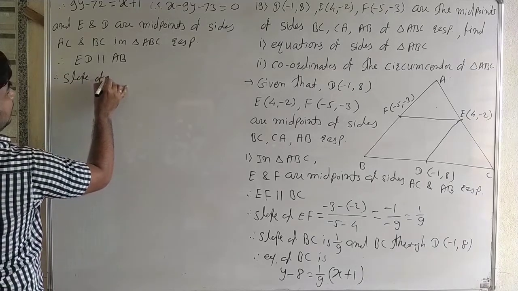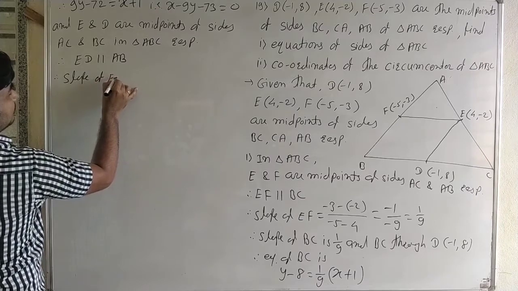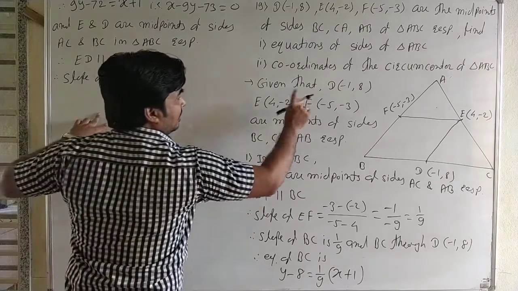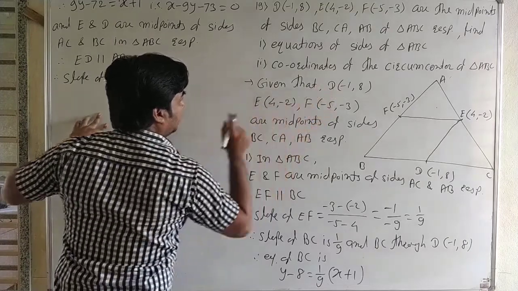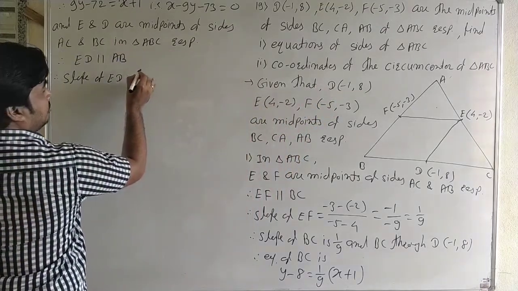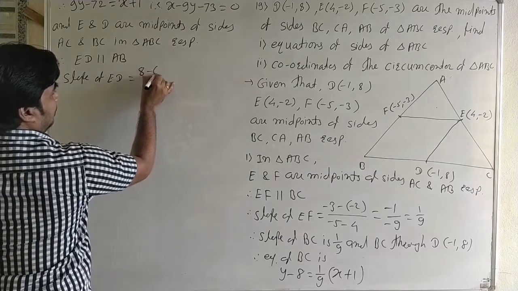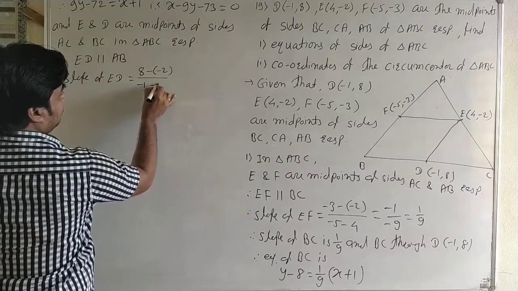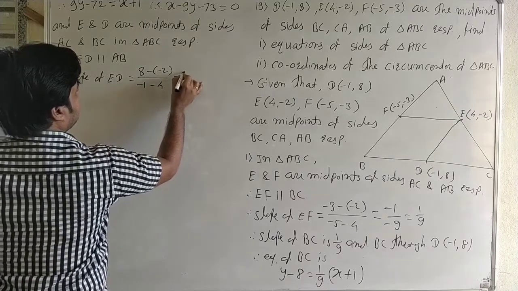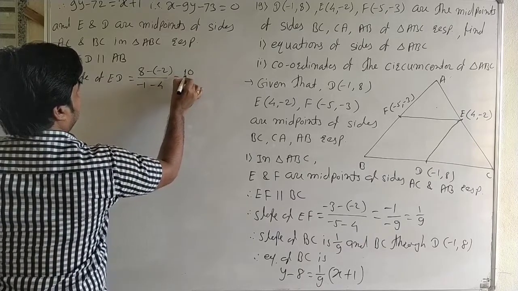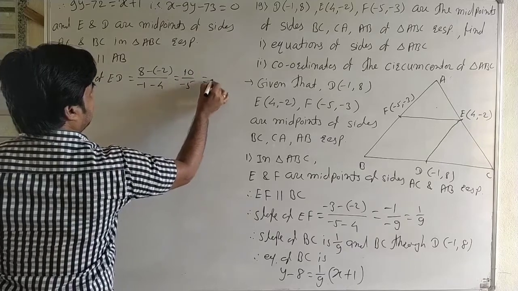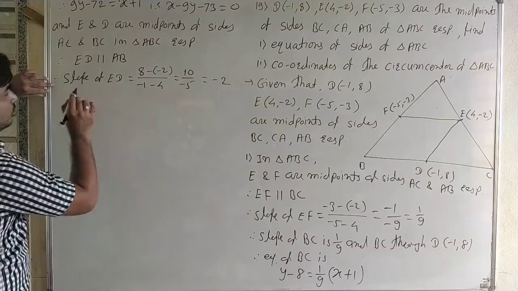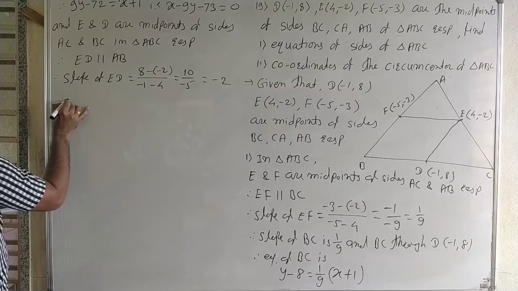Now therefore the slope of ED is equal to y2 minus y1 upon x2 minus x1. It is 10 upon minus 5, and that means minus 2. It is the slope of ED. See carefully. Now, therefore, slope of AB.